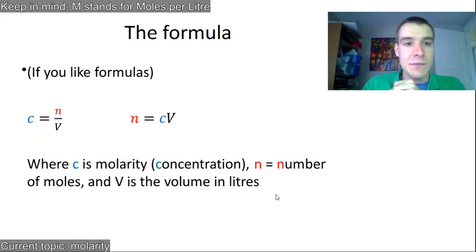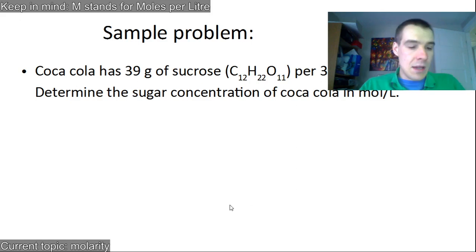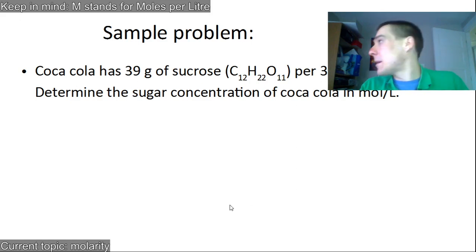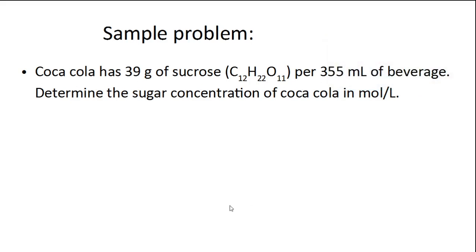We're going to finish off with some practice problems. So, here's a formula of it, and here's a sample problem. I'm going to start with this sample problem here. Coca-Cola has 39 grams of sucrose per 355 mils of beverage. We have to determine the sugar concentration, the sucrose, in moles per liter.